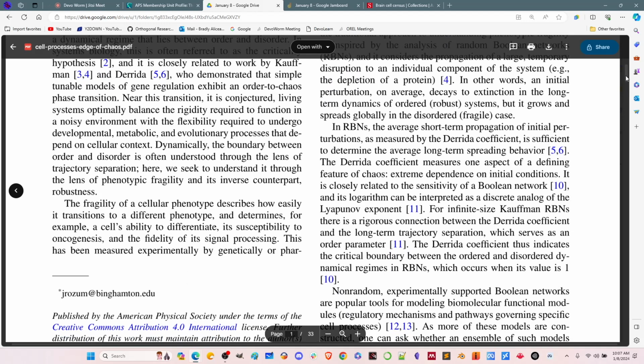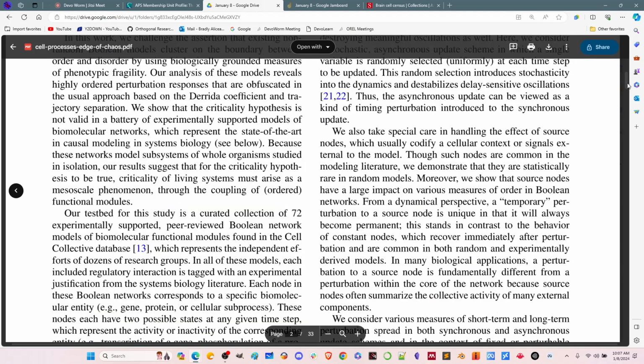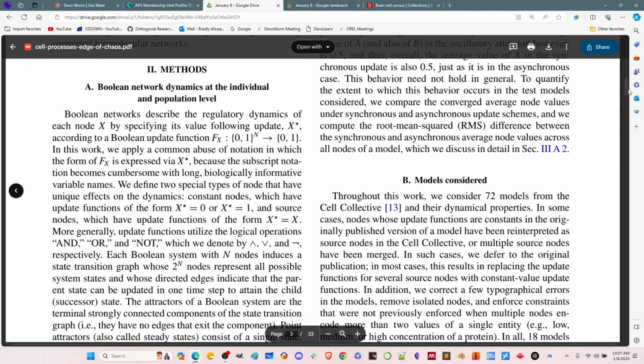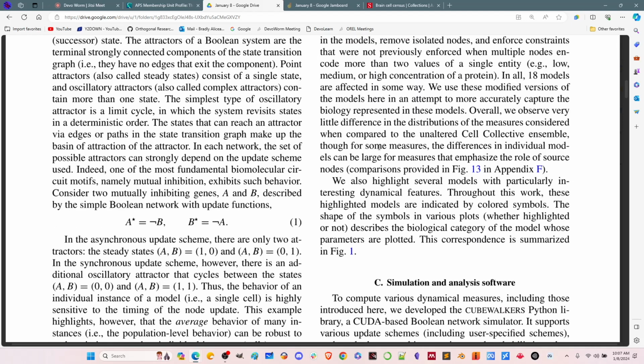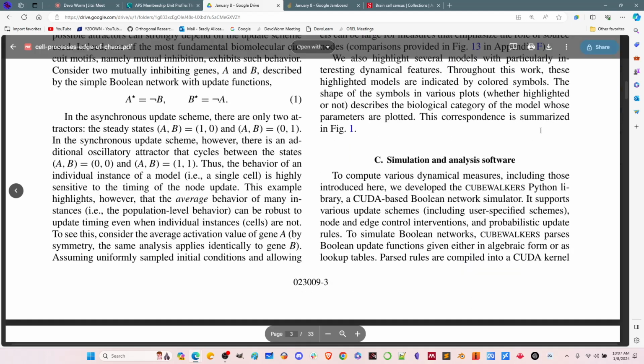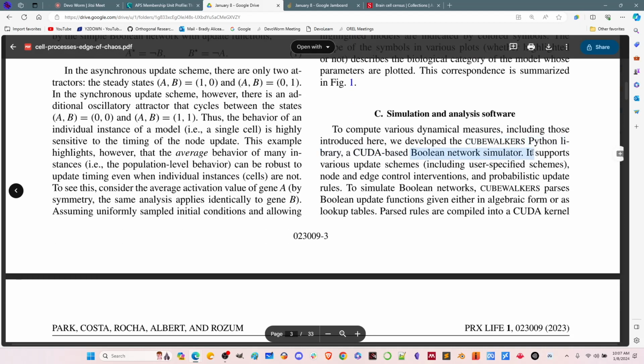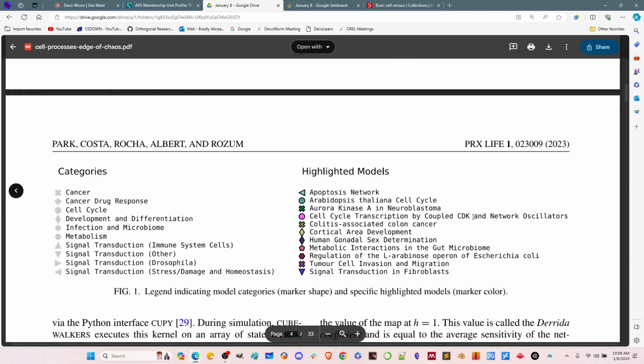In this paper, they use many different types of tools that are much more rigorous and complex than what they were using there. They actually have a Boolean network that they're using, but it's comparing different types of models. So they have this software, CubeWalkers. This is a Python library. This is a Boolean network simulator, and it supports various update schemes, node and edge control interventions, and probabilistic update rules.